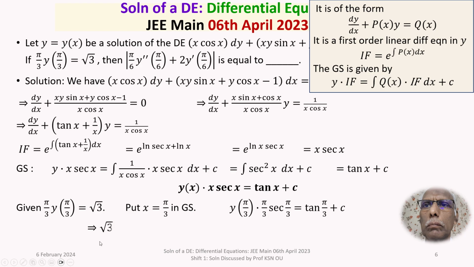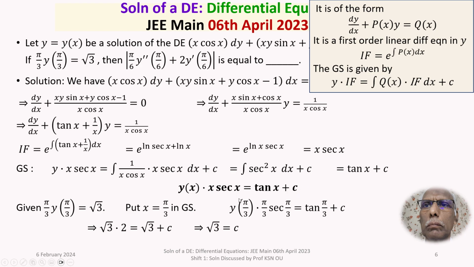So that will be root 3 into secant pi by 3, which is 2, is equal to tan pi by 3, which is root 3, plus c. So c is equal to root 3. Thus we have evaluated the arbitrary constant.